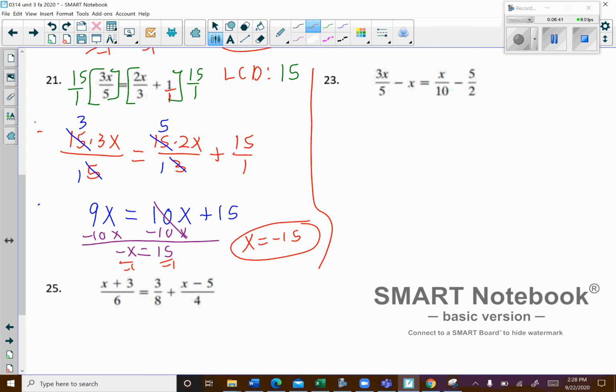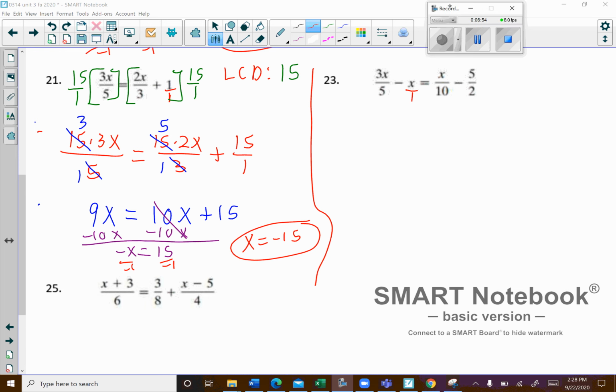All right, let's take a look at 23. So once again, I'll go ahead and slide a 1 under that x, just personal preference. And so let's see. So, oops, I can move that a little bit out of the way. Okay, so my LCD here is going to be a little bit more interesting. Okay, and the reason why is because I got a 5, don't worry about the 1, a 10, and a 2. So they all have to divide in.